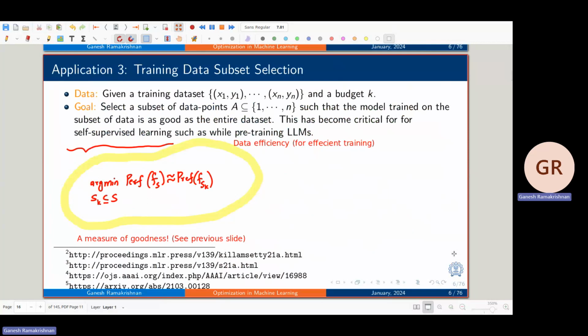So this is a goal. This has actually become critical for self-supervised learning. If you want to do pre-training of LLMs, it's become very important. As I said, very often you have a bunch of data points or documents being repeatedly scanned for pre-training. Which are the documents that are worth scanning? I tell you, this is a very important problem if it can be solved efficiently.